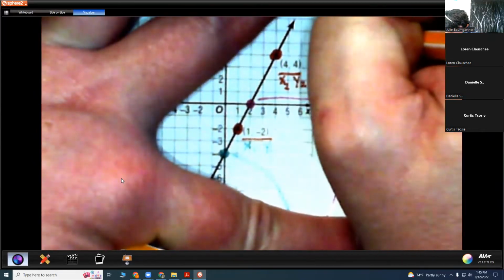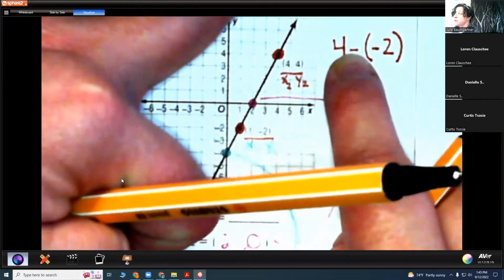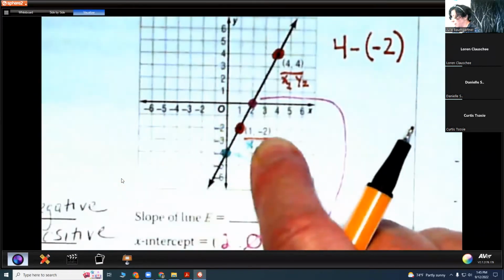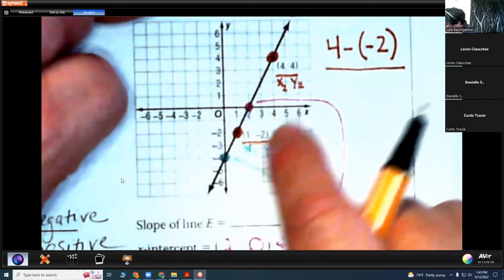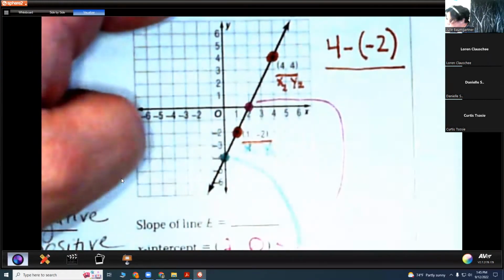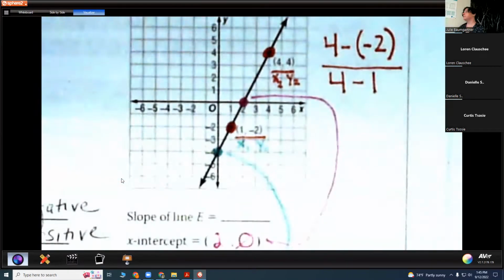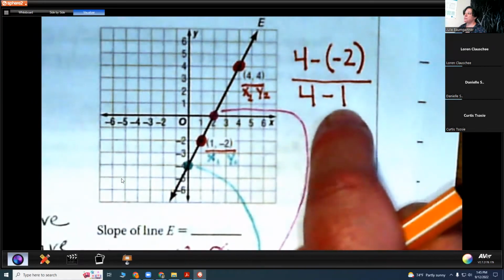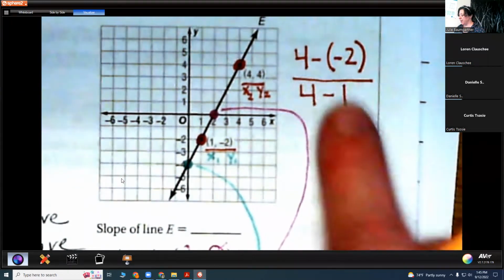So that's 4 minus -2. Because remember, this minus is part of the formula, and this minus is the value of the y down here. And then over x2, which is 4, minus x1, which is 1. Now I do my subtraction on the top and the bottom, and then we'll simplify the fraction or do some division.